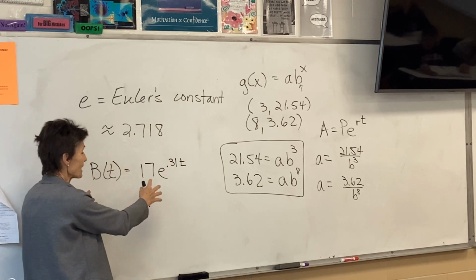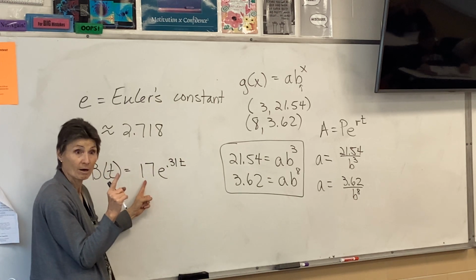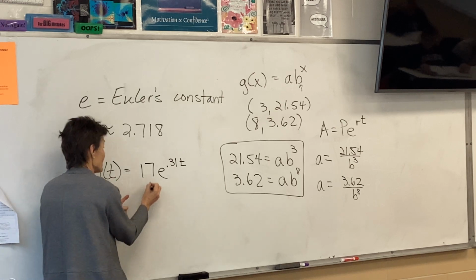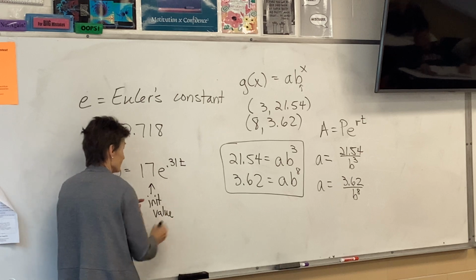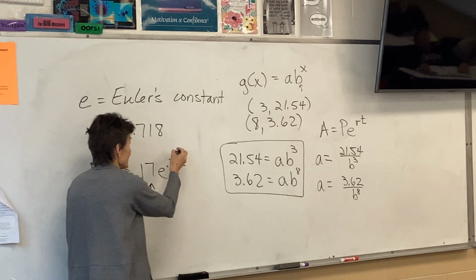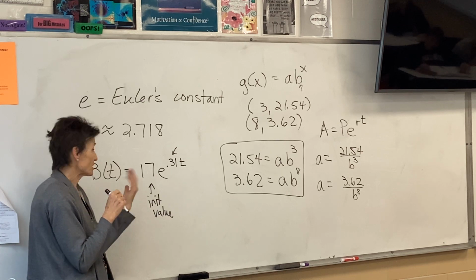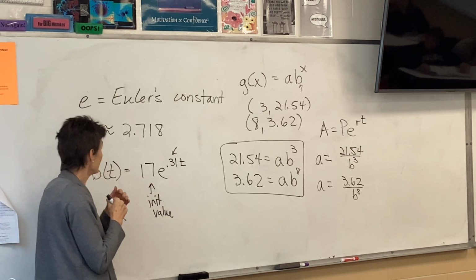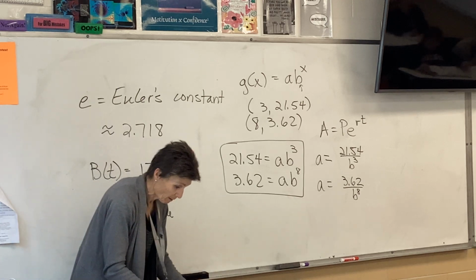And that's exactly what's happening here. 17 is the number that we are starting with. This is your initial value. This is your growth constant for this particular strain of bacteria. And then using that model, we can come up with whatever we're supposed to come up with.